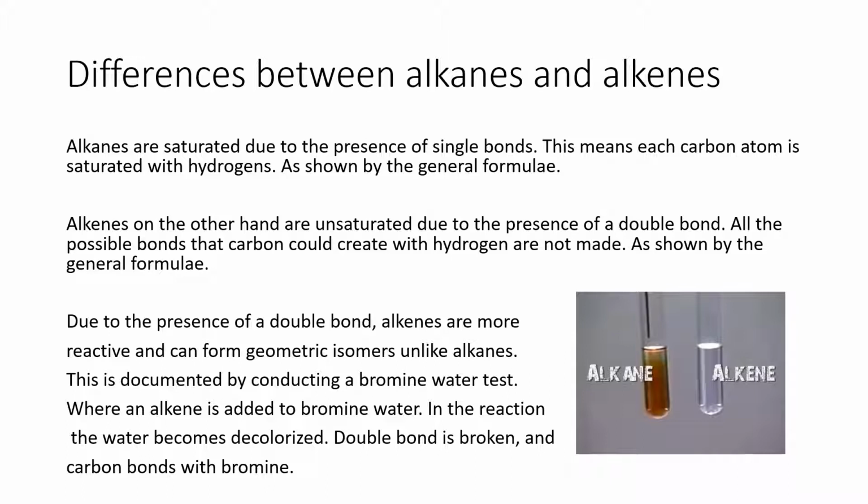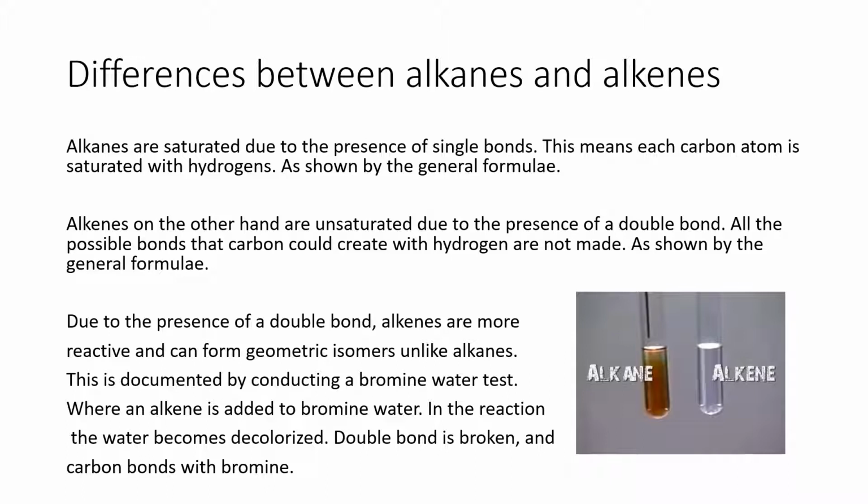The difference between alkanes and alkenes, to summarize, is that alkanes have a single bond. This means they're saturated with hydrogens, as shown by their general formula, as we showed earlier. Alkenes, on the other hand, are unsaturated because of the double bond, meaning that all the possible bonds that could be created with hydrogen are not made. This is evidently shown by looking at the general formula in comparison with the alkanes.